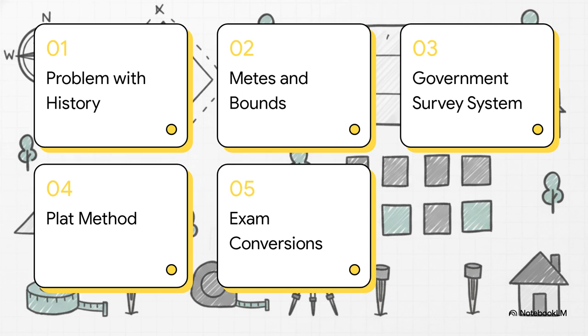So here's our roadmap for this explainer. We've got 5 sections today. Section 1 is the problem with history. Section 2 covers metes and bounds. Section 3 is the government survey system. Section 4, the plat method. And finally, Section 5, exam conversions.